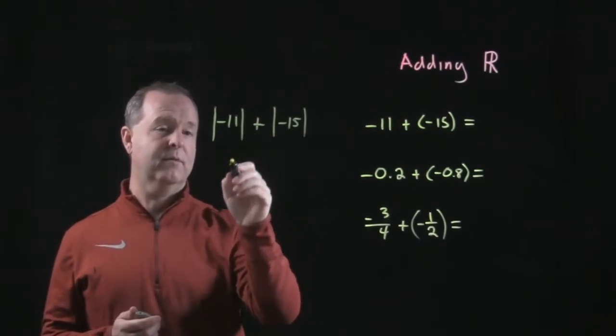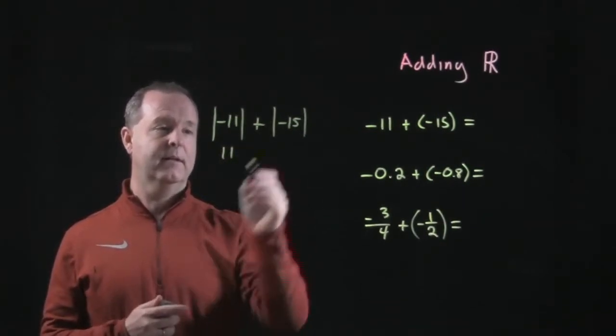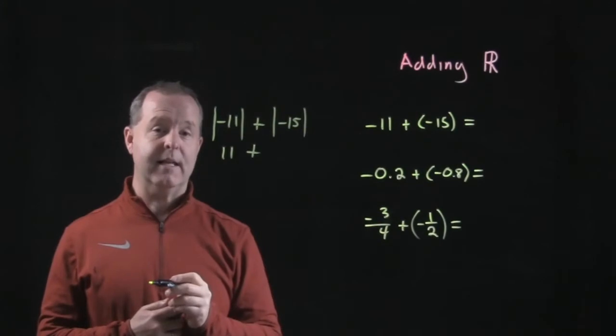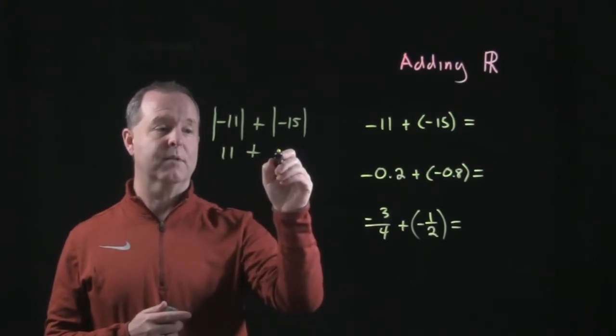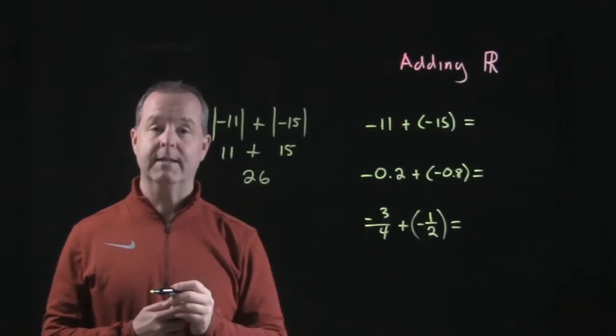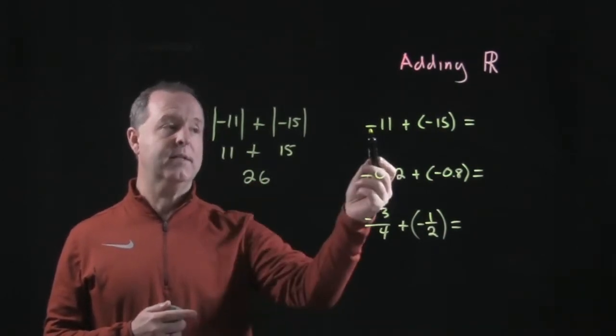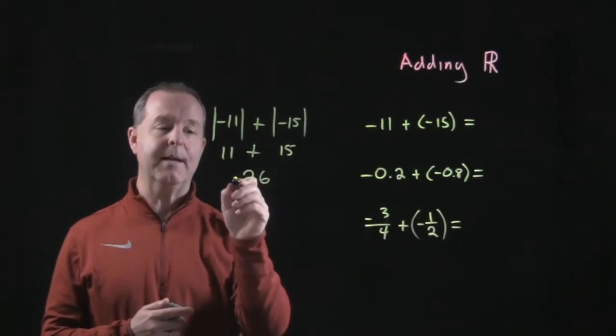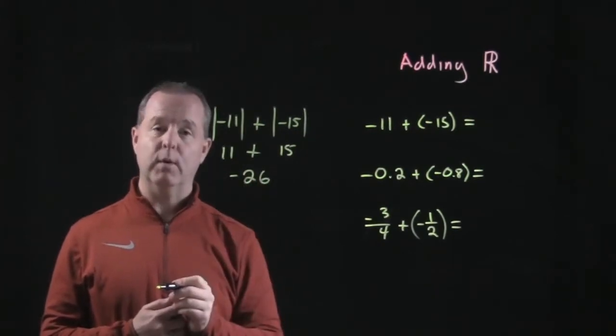Absolute value, distance from 0, which was 11. Negative 15, the absolute value of negative 15 was positive 15. Add those together, we get 26. And then we notice that both of these were negative. So we'll keep the sign and make that a negative 26.